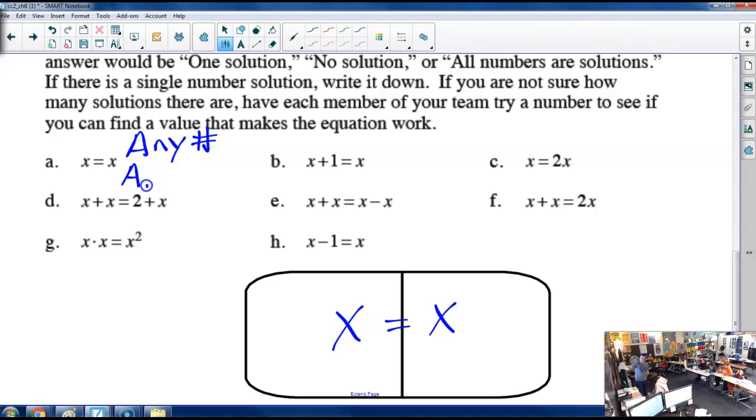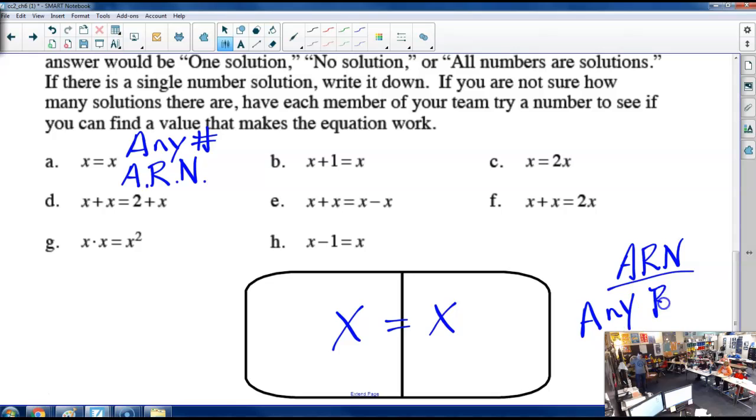Please on your paper, right next to this, write ARN. And then off to the side, you should probably make a little code. That ARN means any real number.